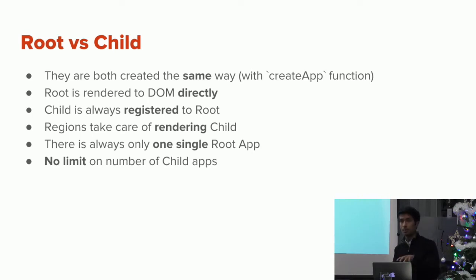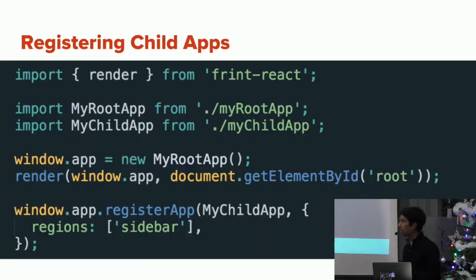A root app is something that you render to the DOM yourself manually, and child apps are never rendered directly. You register them as classes. So this is how it works. You can see that I'm importing root app and child app in this file, and I'm instantiating root app and rendering it to the DOM node, and that's where the root app's work is done. And in the last segment, I'm saying that I have access to the root app instance via window.app.